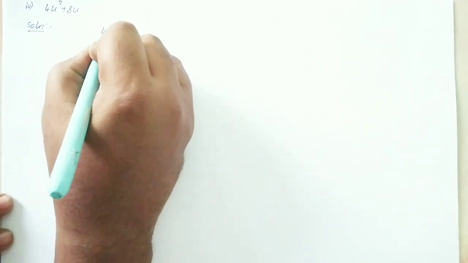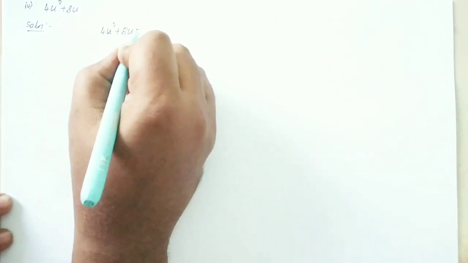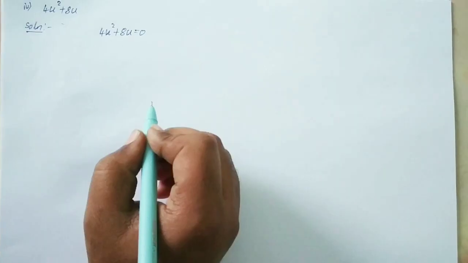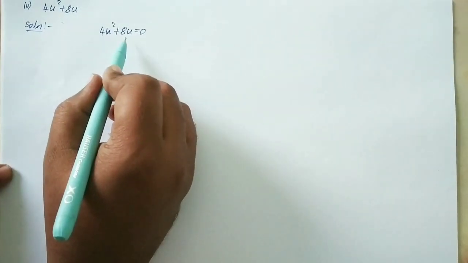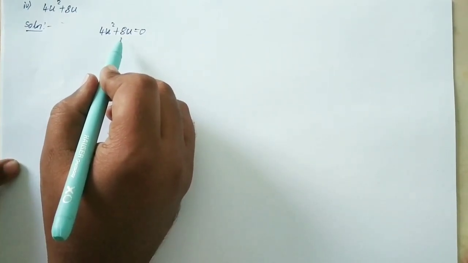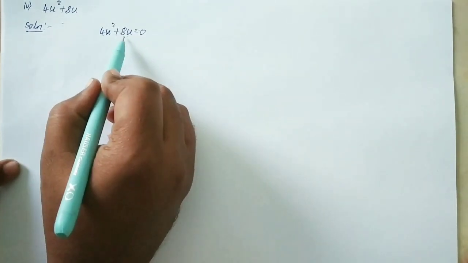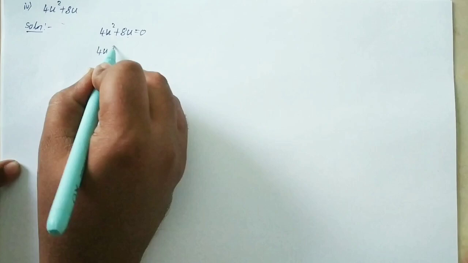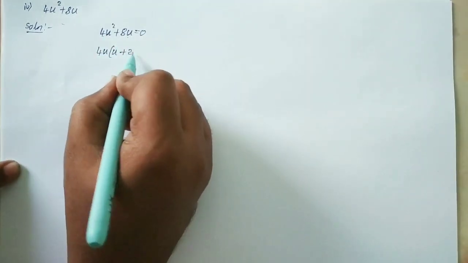4u square plus 8u. So 4u square plus 8u. How can we find the zeros for this polynomial? We cannot do the splitting the middle term method, right? Then we can find the zeros by using one more method. So what happens if I take 4u common here? If I take 4u common, here remaining is u, plus here remaining is 2, right?